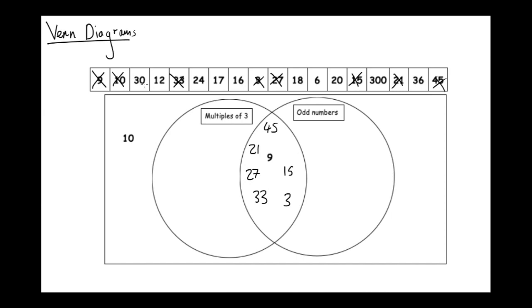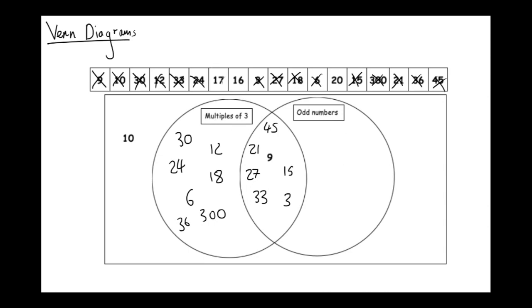I think we're okay. So we want to look for just multiples of 3 which are even. Okay, so 30 can go in here. 12 can go in there, 24, 18, 6 goes in here, 36 and 300. Okay, so what we're left with is odd numbers.